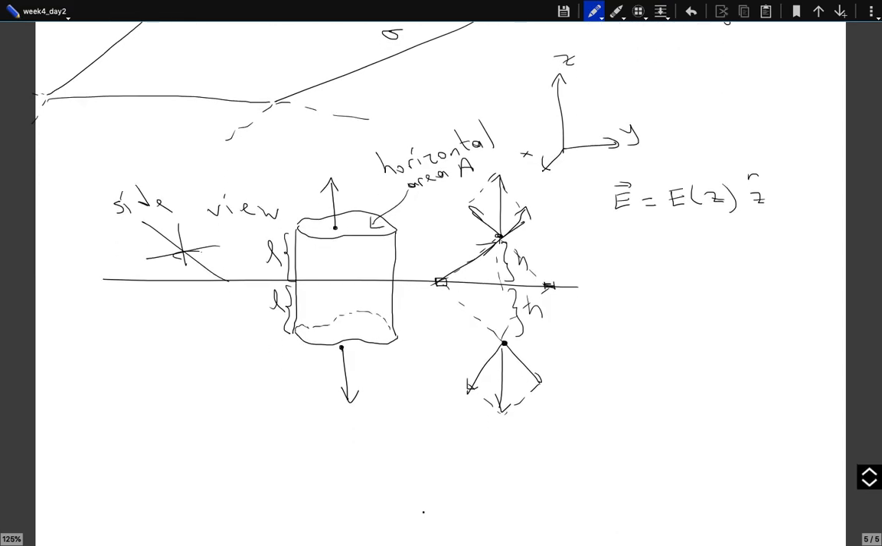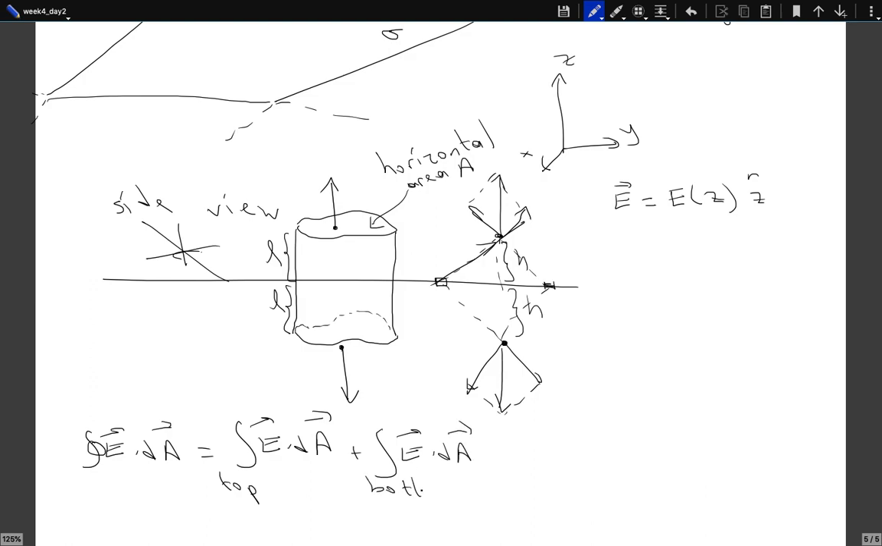Okay, now we have chosen our Gaussian surface. Now let's evaluate E dot dA. I will divide it into three parts: the top area, the bottom area, and the side. This will be E dot dA over the top plus E dot dA over the bottom plus E dot dA over the side.